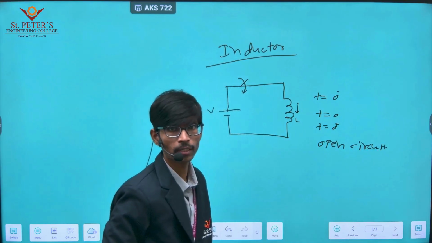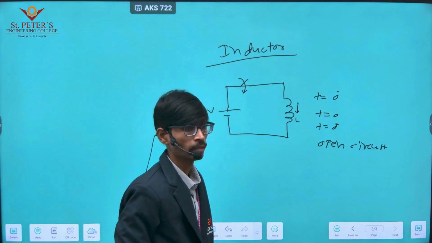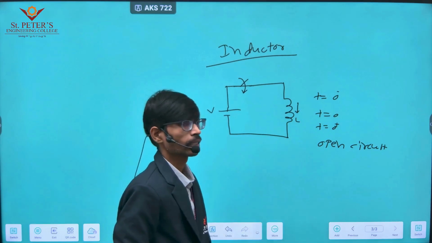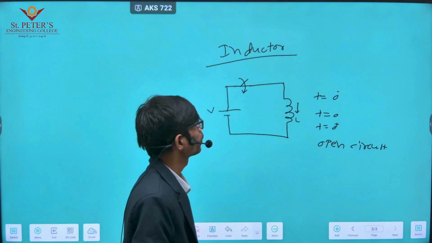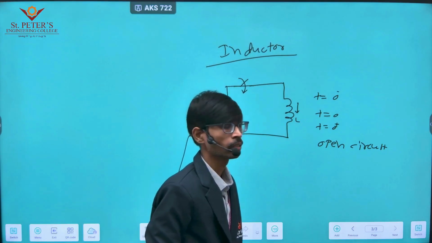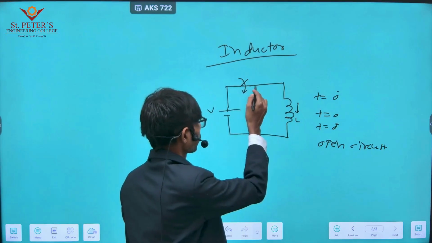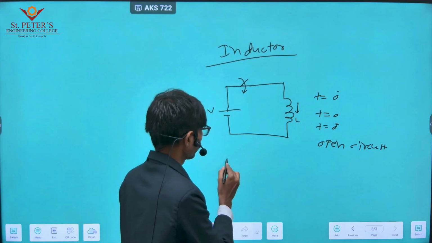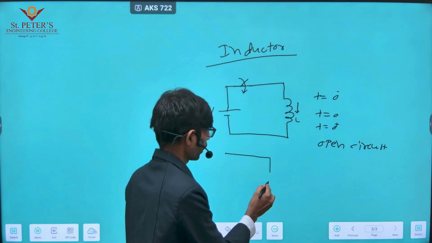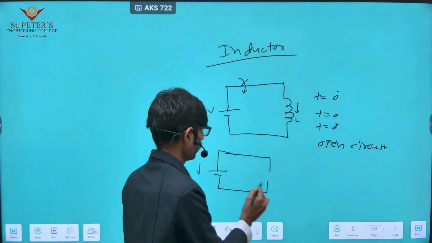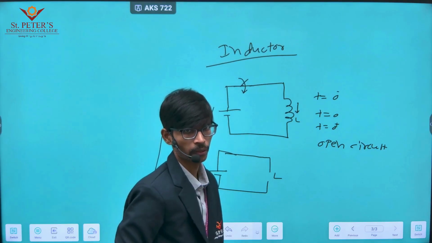Why does it act as an open circuit? Because the inductor opposes sudden change in current. The inductor will act as an open circuit during the initial conditions, that means during the switching on process of a circuit. At t equals 0, we will consider the circuit like this, with L open circuited.